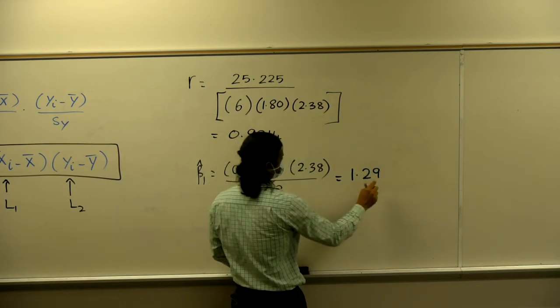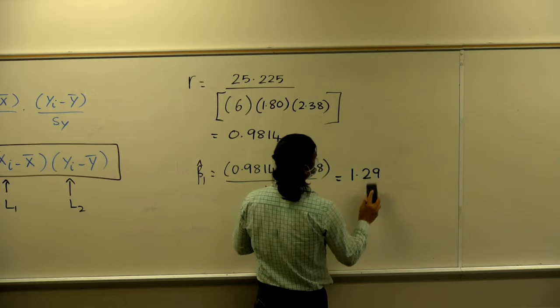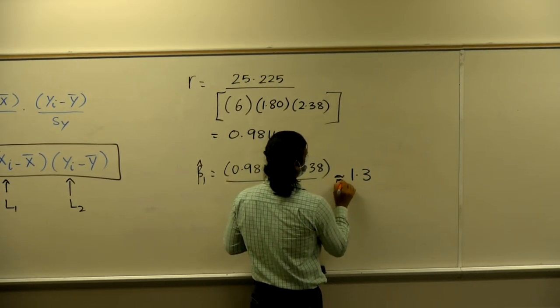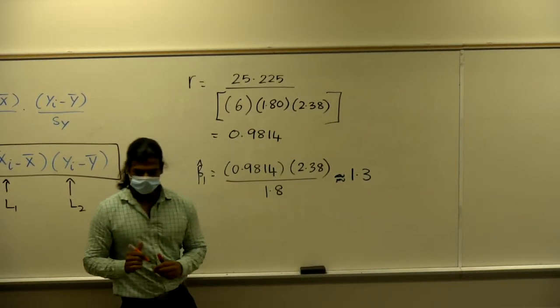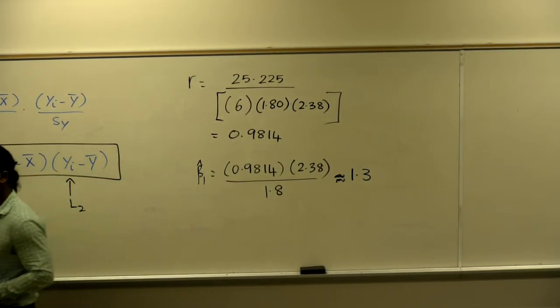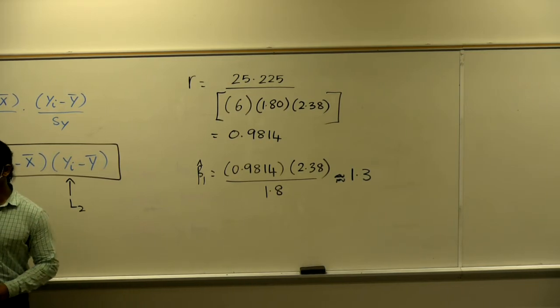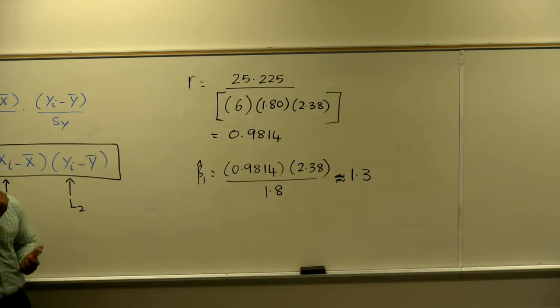Well, it's fine. We'll call it 1.3, and I'll put approximately. On an exam or when you do the homework, keep up to 4 decimal places. The more decimal digits you have, the more accurate your answer will be. Okay?